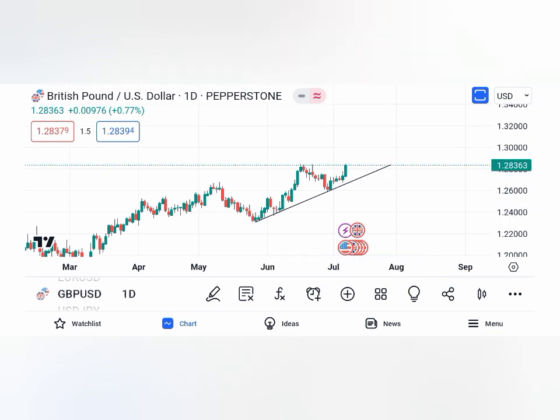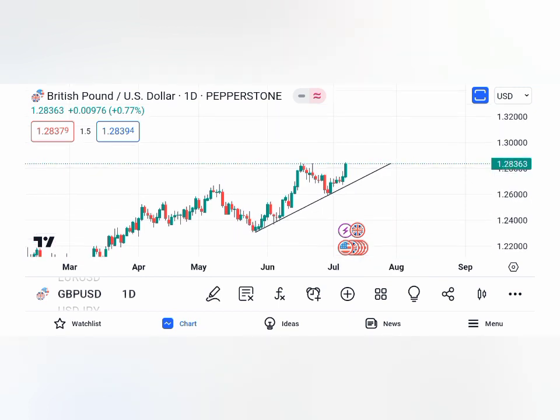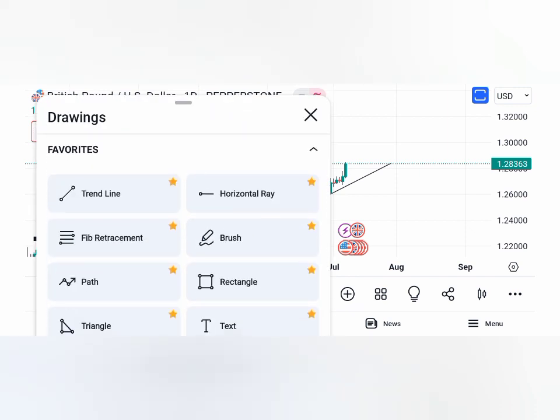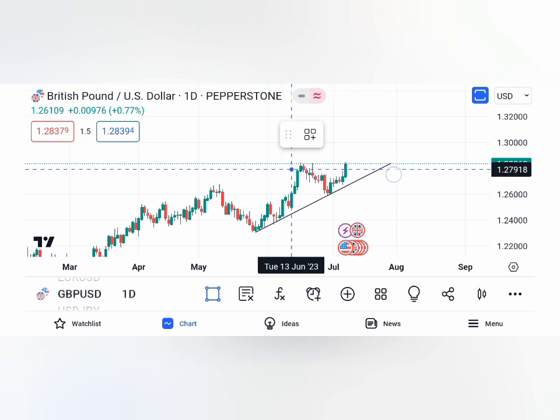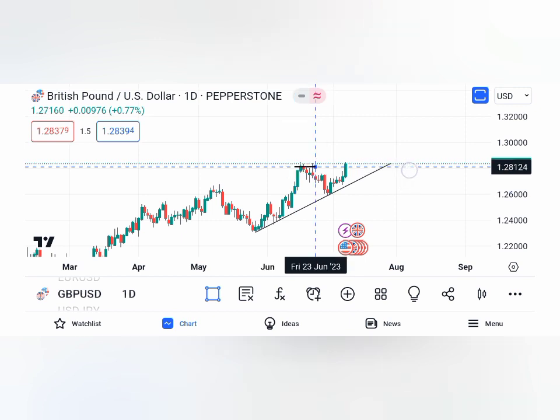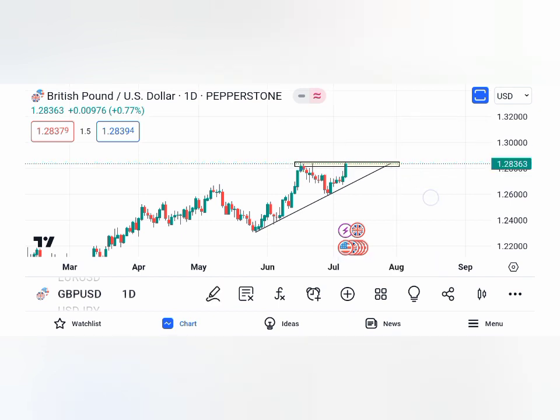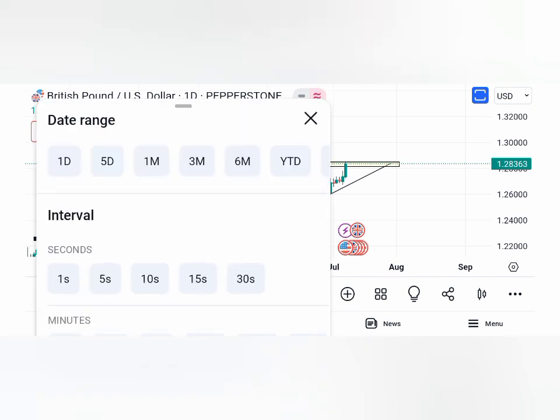If you study closely, we can spot that GBPUSD has gotten to an important key level. You can see that GBPUSD has gotten to this important key level here. So now let's move to the 4-hour time frame and study the price action carefully there also.